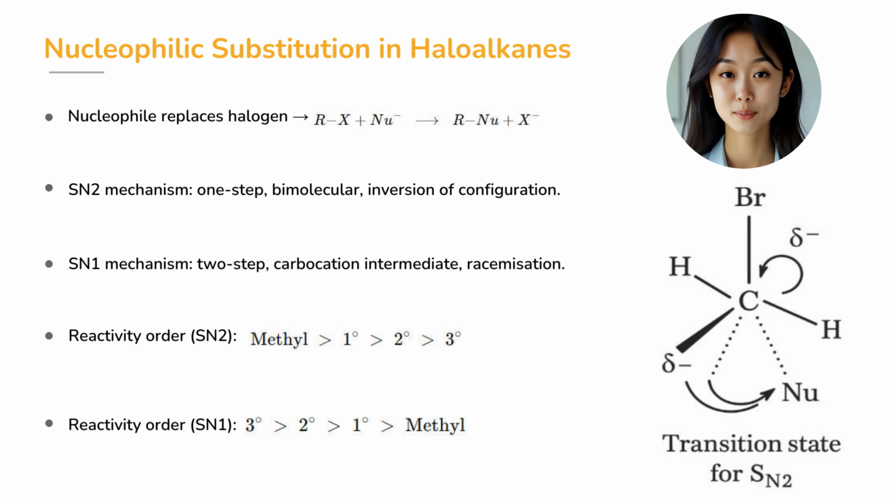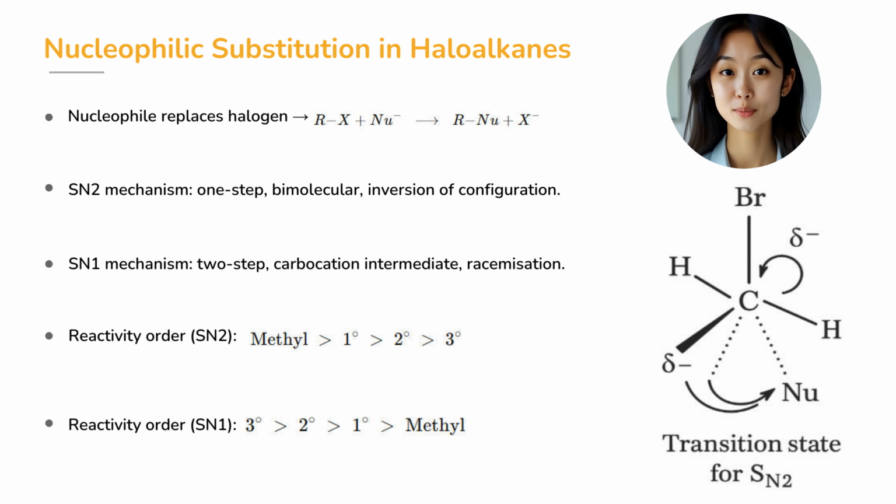Now, this can happen in two ways. In the SN2 mechanism, the nucleophile attacks from the opposite side in a single step, leading to inversion of configuration. In contrast, the SN1 mechanism is a two-step process, where the halogen leaves first, forming a carbocation intermediate, followed by nucleophilic attack. That gives a racemic mixture if the carbon is chiral.